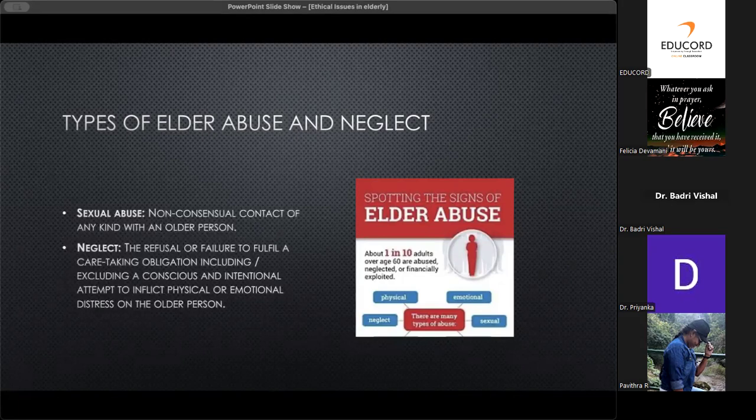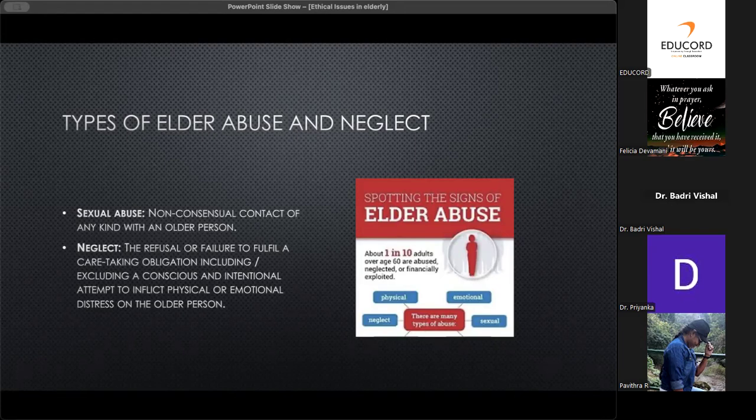Then there are reports of sexual abuse. Non-consensual contact of any kind with an older adult can be considered sexual abuse. And neglect, a refusal or a failure to fulfill a caretaking obligation, including or excluding a conscious or intentional attempt to inflict physical or emotional distress on the older person, is also abuse.